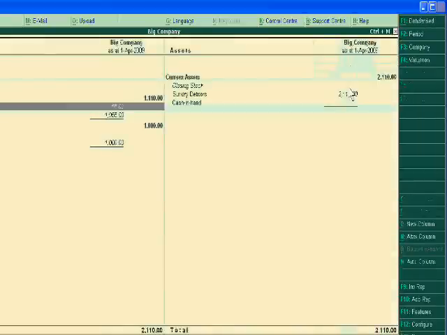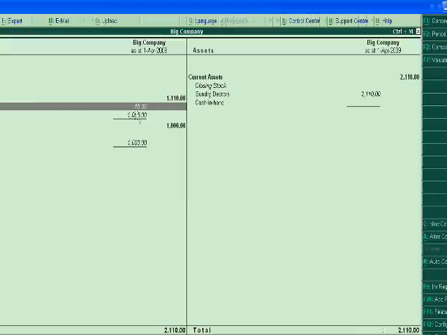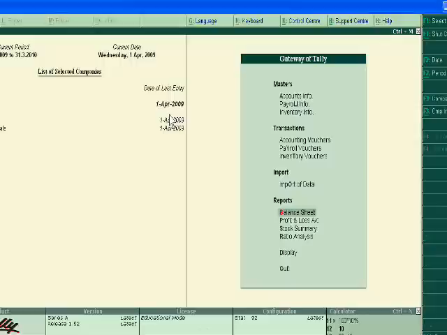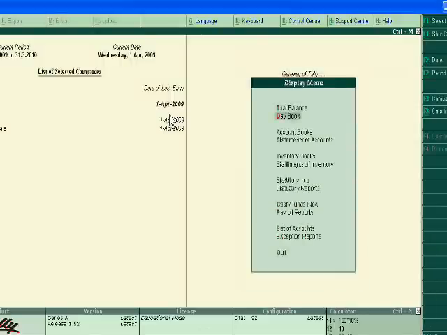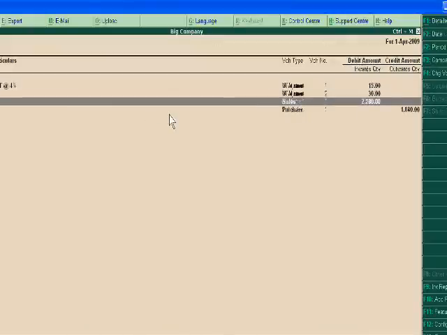So our net liability is 55 rupees, and this is our day book.